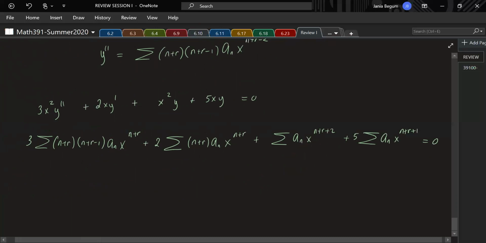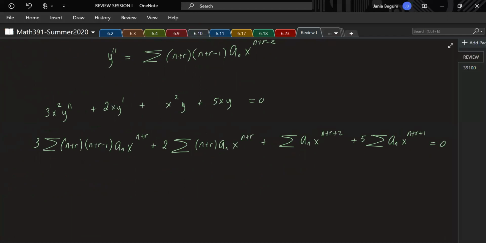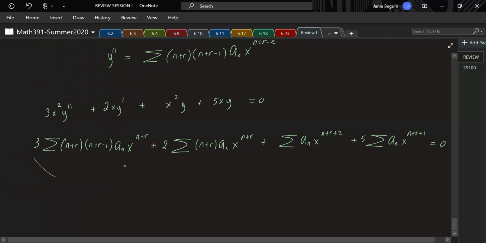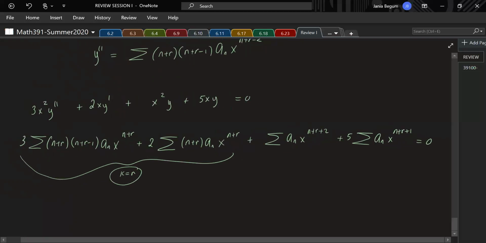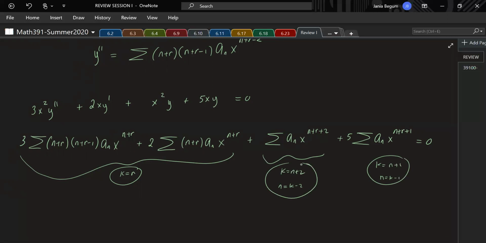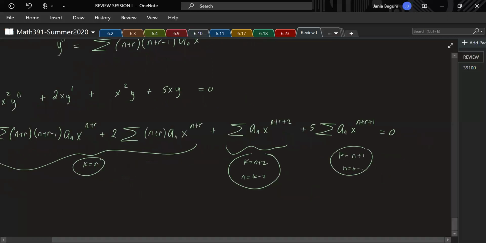Okay, so now we want to match up the powers. The first 2 look fine, right? For these you can use k equals n because you want the power k plus r. And then for the last 2, you have to do k equals n plus 2, and for the second one, k equals n plus 1. So then n equals k minus 2, and n equals k minus 1. Okay, fixed. Now it's much nicer. I'm just going to hold on to the first 2 because all I have to do is replace k with n, so I don't have to rewrite them. But the last 2, I'm going to rewrite.